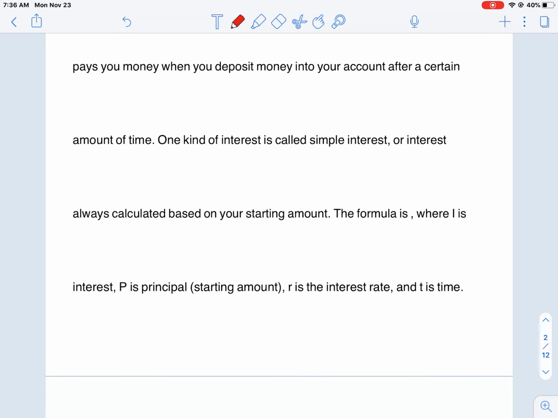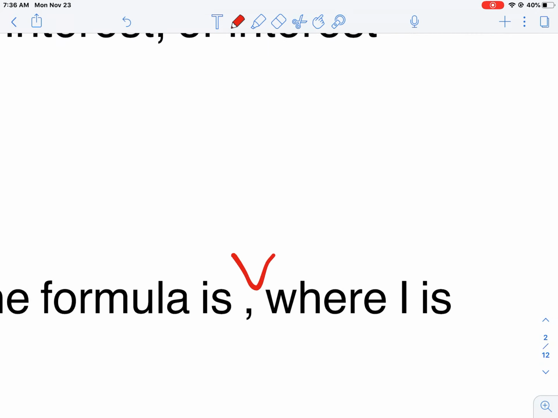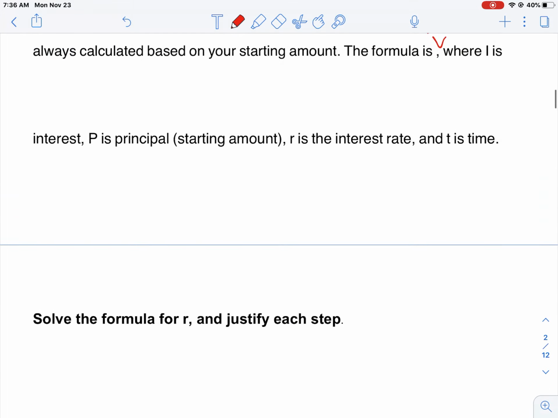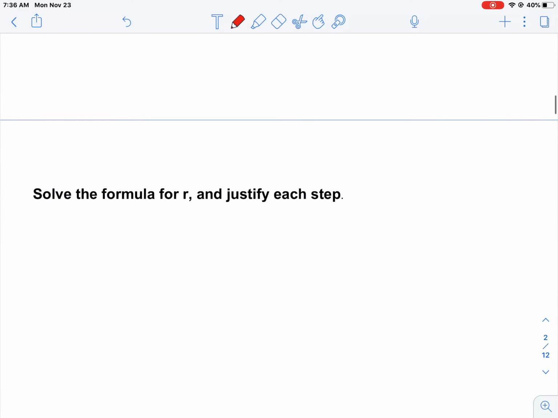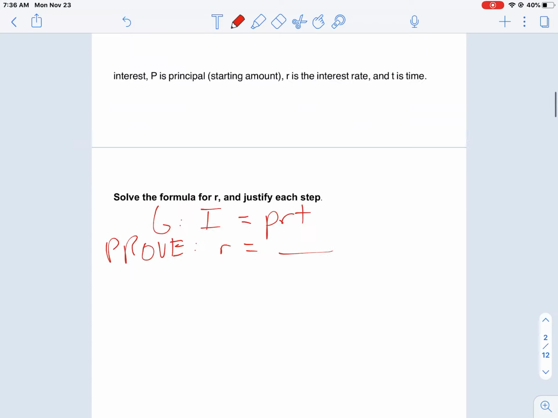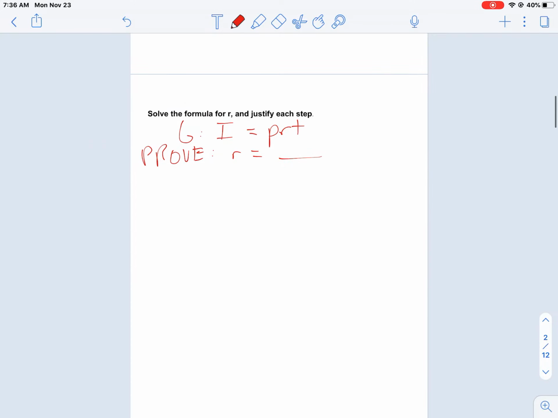So they use a formula, and I apologize because I didn't save this as a PDF. The formula is I equals PRT. I is the interest, P is the starting amount, R is the interest rate, and T is the time. Now we want to solve the formula for R and justify each step, which means we want to write a proof. So I'm given I equals PRT, and I'm trying to prove that R equals something, which I don't know yet.